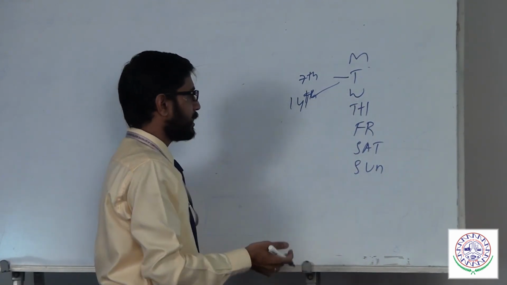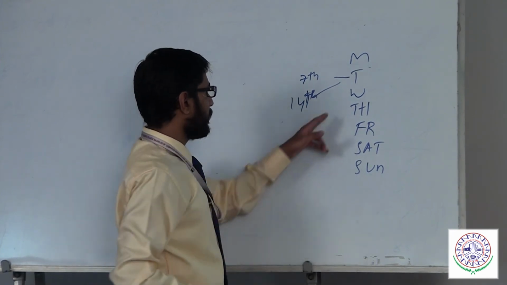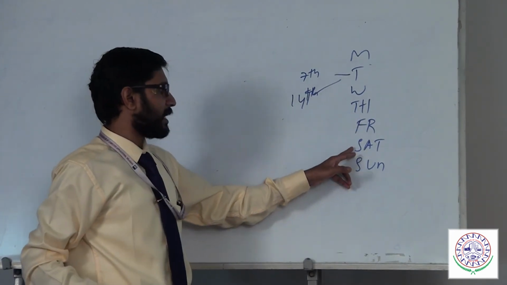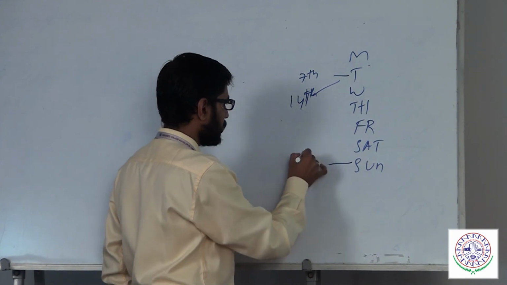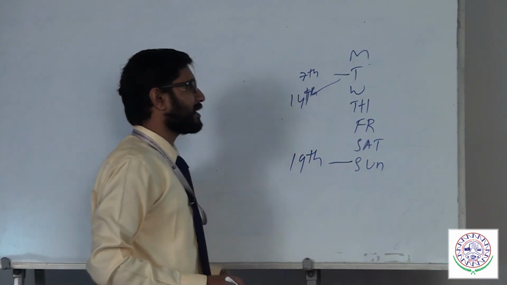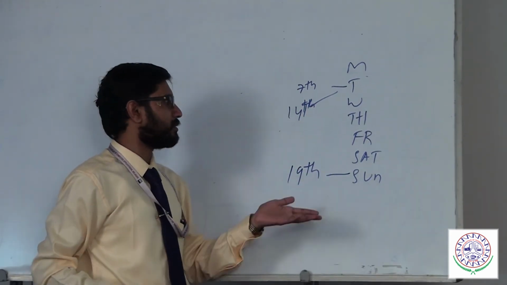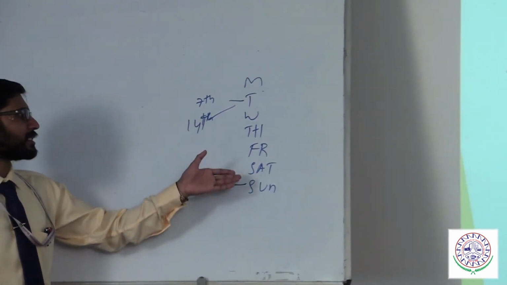So if you add 5 days, what will you get? The 15th will be Wednesday, then the 16th, 17th, 18th and 19th. So the 19th day will be Sunday. Very simple. You can just do it orally. Just for the explanation, this is required. Otherwise, you can do it.